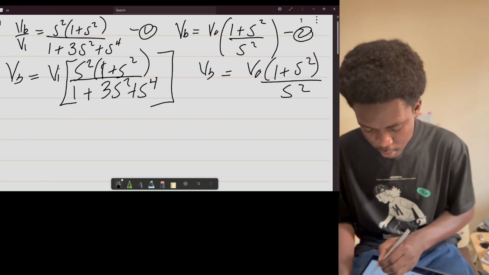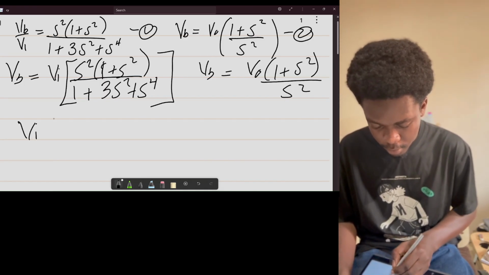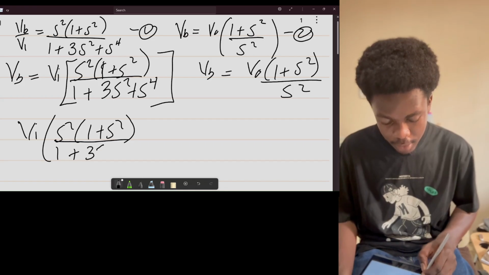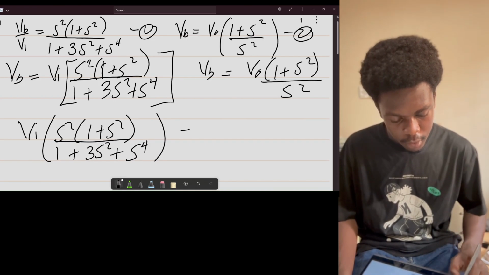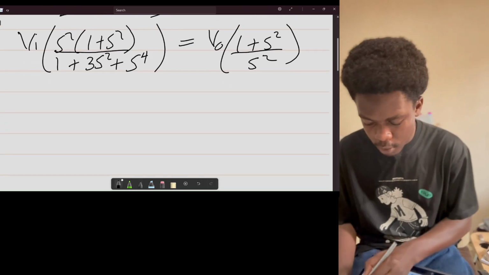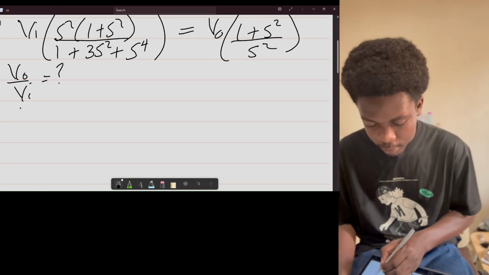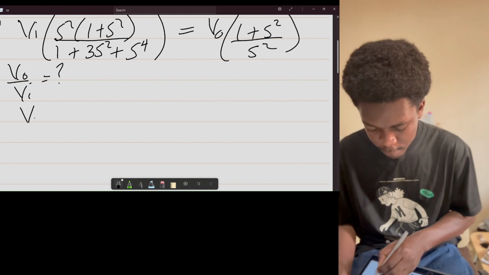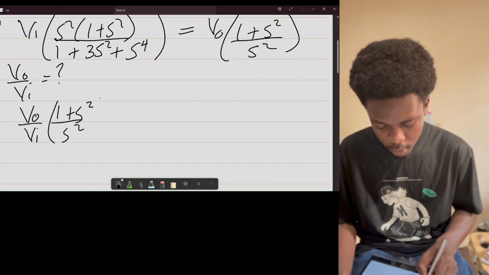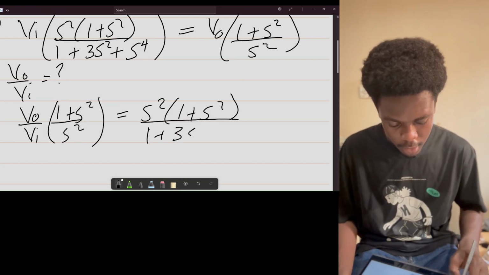Now we can equate both equations. We get V1 times S squared, bracket open 1 plus S squared, over 1 plus 3S squared plus S to the power 4, being equal to V0 times (1 plus S squared) all over S squared. Since we want V0 over Vin, we make it the subject, so we get V0 over Vin, multiplying (1 plus S squared) over S squared, being equal to S squared, bracket open 1 plus S squared, all over 1 plus 3S squared plus S to the power 4.